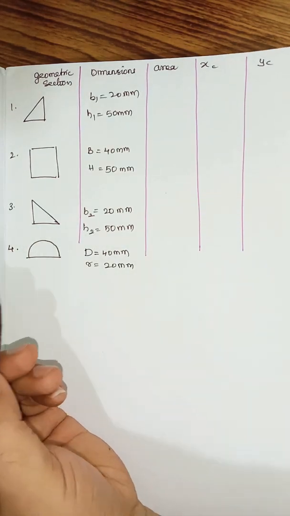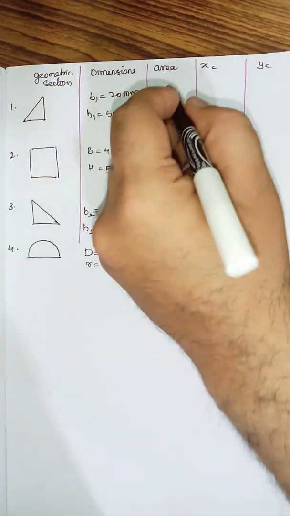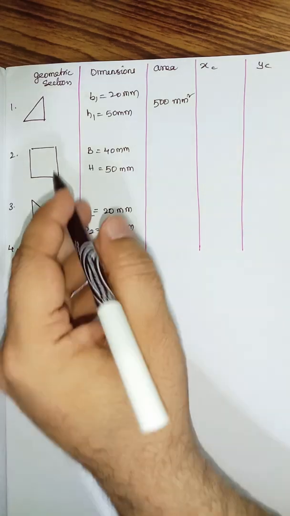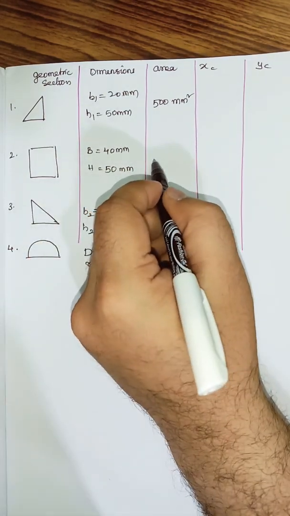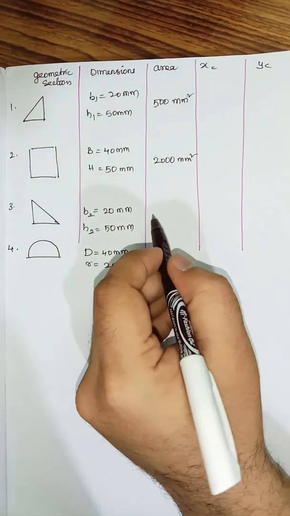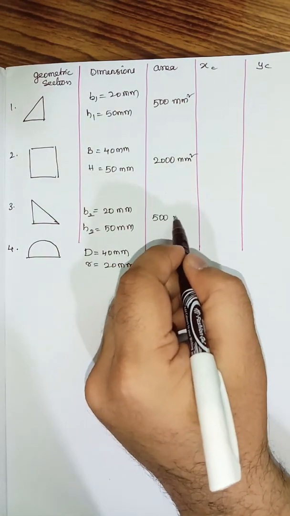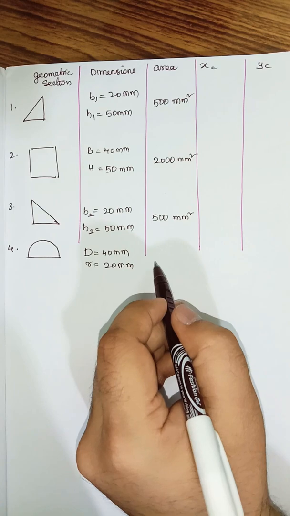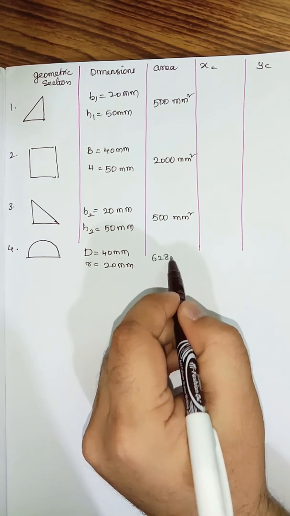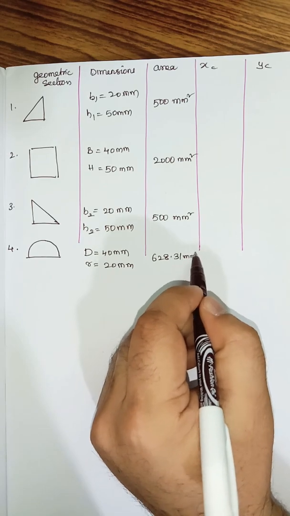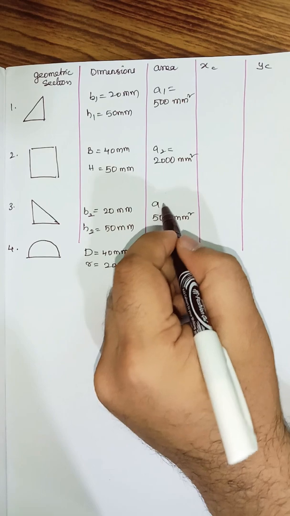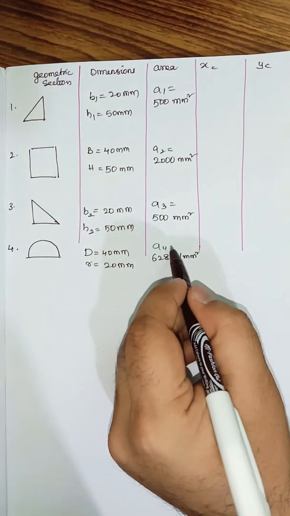Next, coming back to the areas, the area of the first one, we have already calculated them. It is 500 millimeter square, the first one, and for the rectangle it is 2000 millimeter square, and for the next triangle it is same as the first one, 500 millimeter square, and the last one, A4, is equal to 628.31 millimeter square. So this is A1, this is A2, this one is A3, and we have A4.